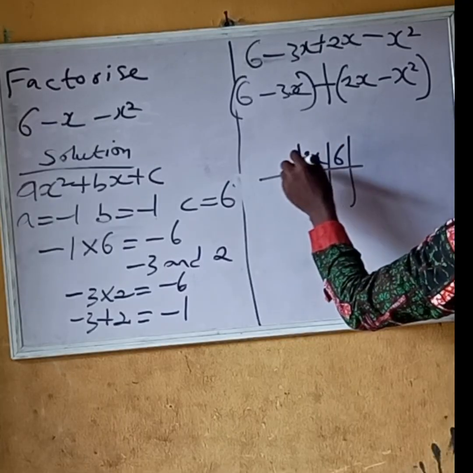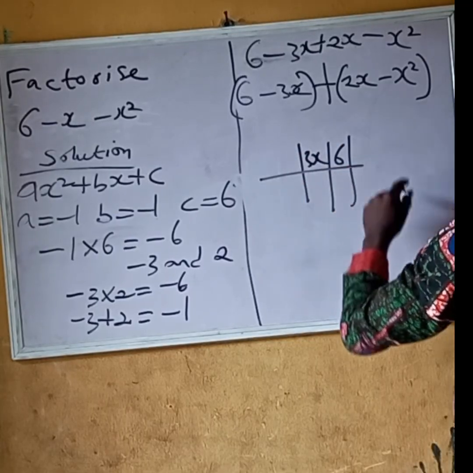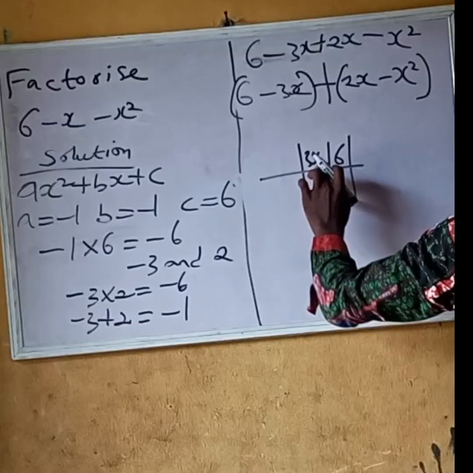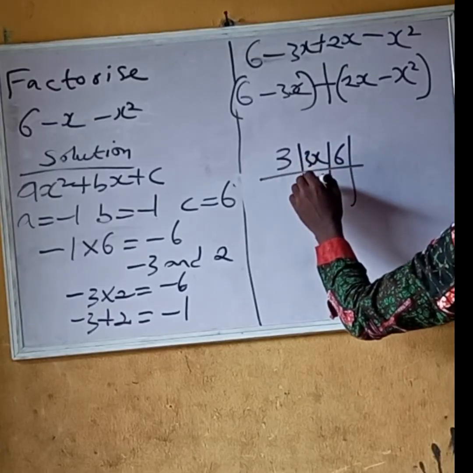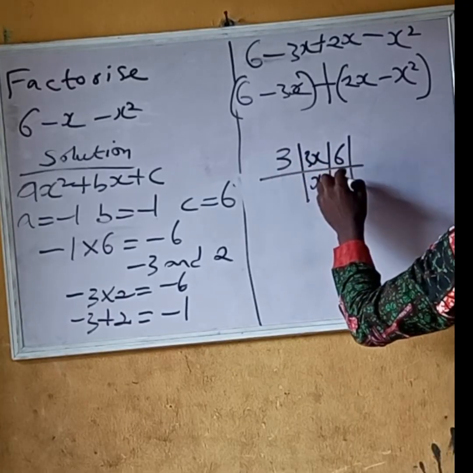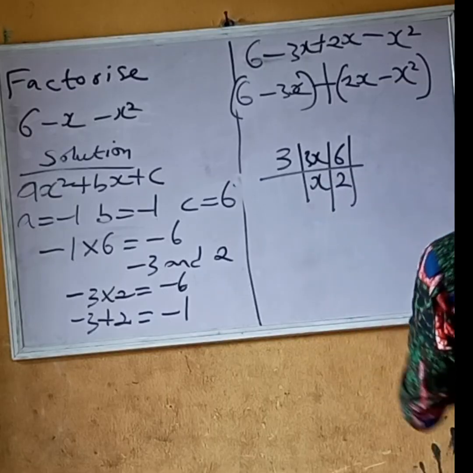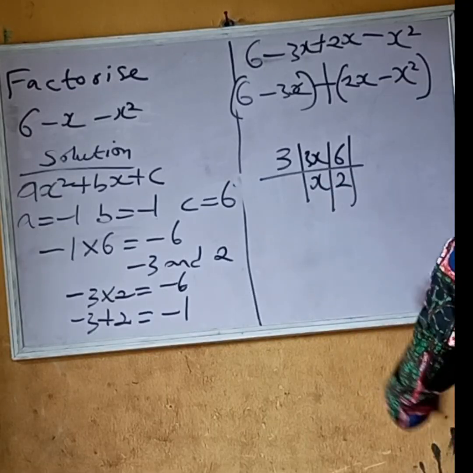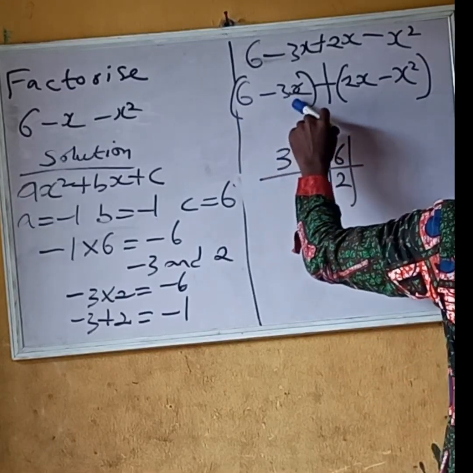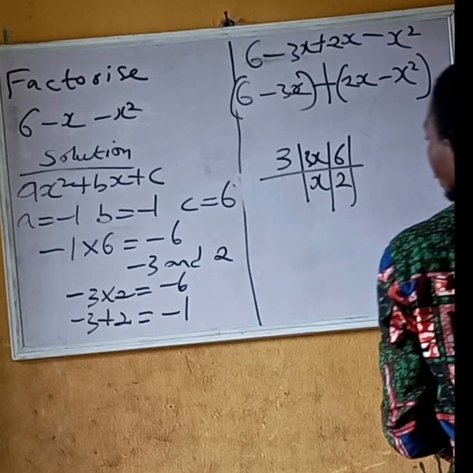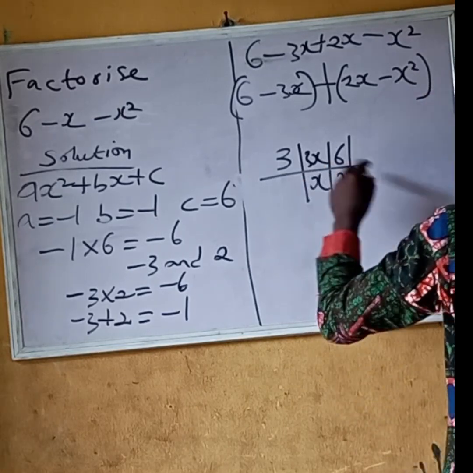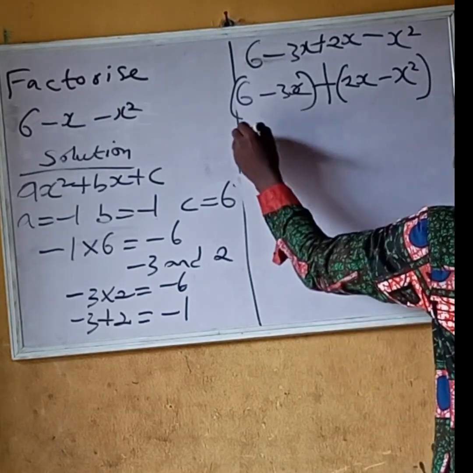3x and 6. What can divide 3x and 6 at the same time? 3 can go: 3 going into 3x is x, 3 going into 6 is 2. Can I divide this x and 2 again? No. So the HCF of 6 and 3x is 3. So put it outside.